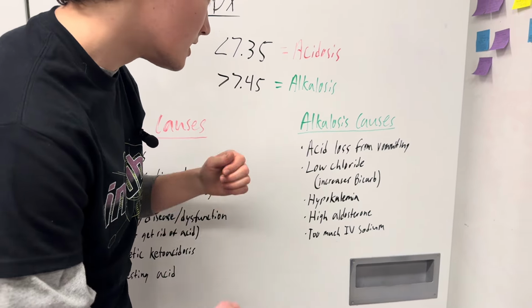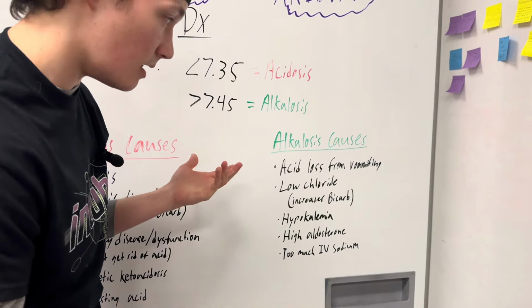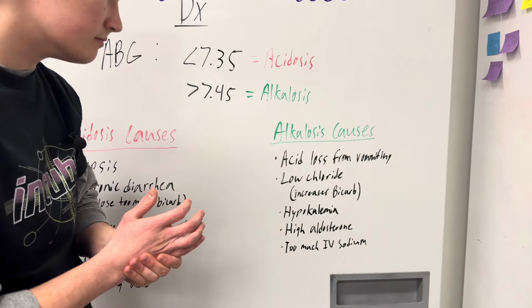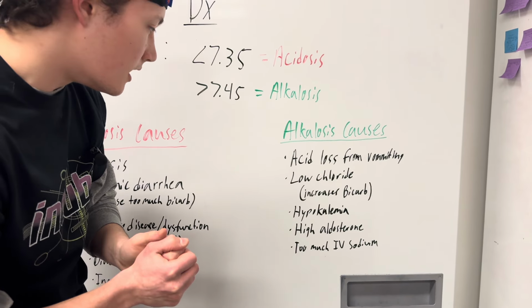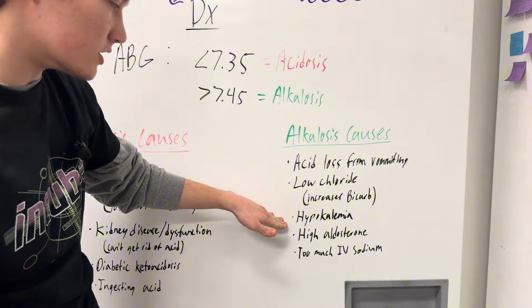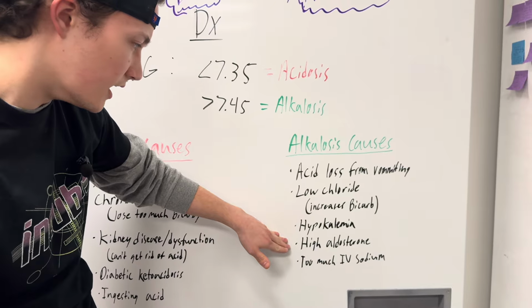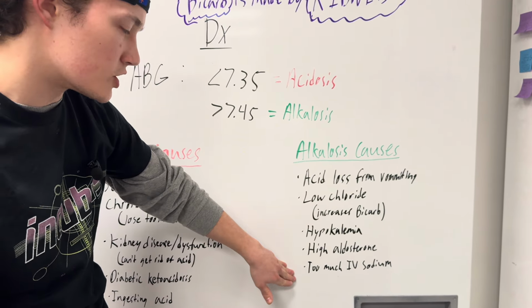Alkalosis, on the other hand, we're going to have acid loss from vomiting. Low chloride increases the bicarbonate in a way. Hypokalemia, which is too little potassium. High aldosterone levels, and then too much IV sodium.